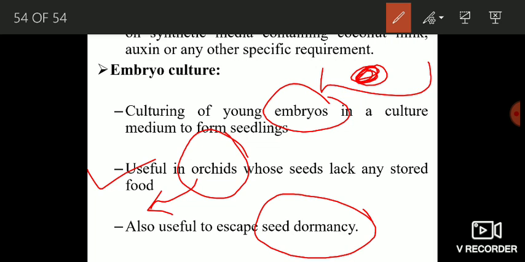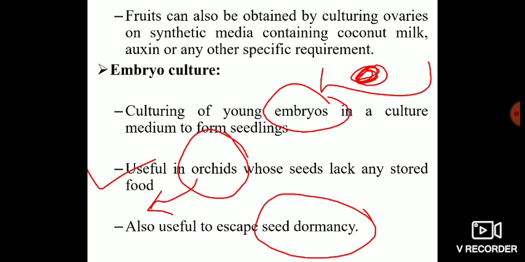By using the embryo culture, you can directly allow these embryos to grow into the new plantlets without dormancy. Okay, this is all about the different ways of regenerating the plants through tissue culture technology. I hope you all understand this.